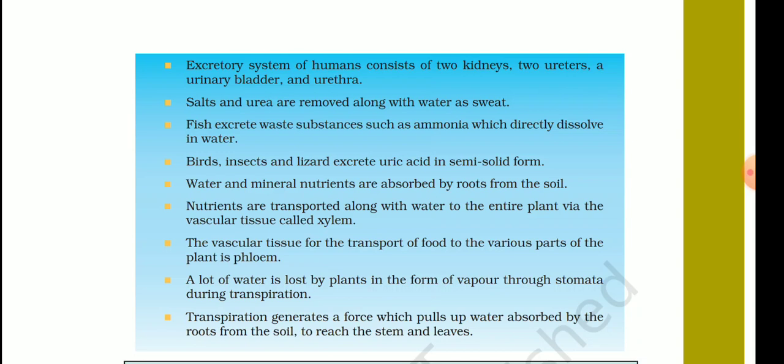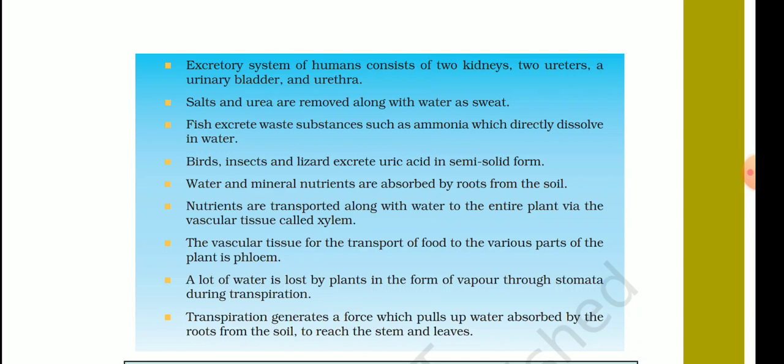Next, water and mineral nutrients are absorbed by roots from soil. Next, nutrients are transported along with water to entire plant via vascular tissue called xylem. The vascular tissue for the transport of food to the various parts of plant is phloem. So xylem and phloem are the main parts that are responsible for the transportation in plants. Xylem is responsible for the transportation of water, whereas phloem is responsible for the transportation of food.